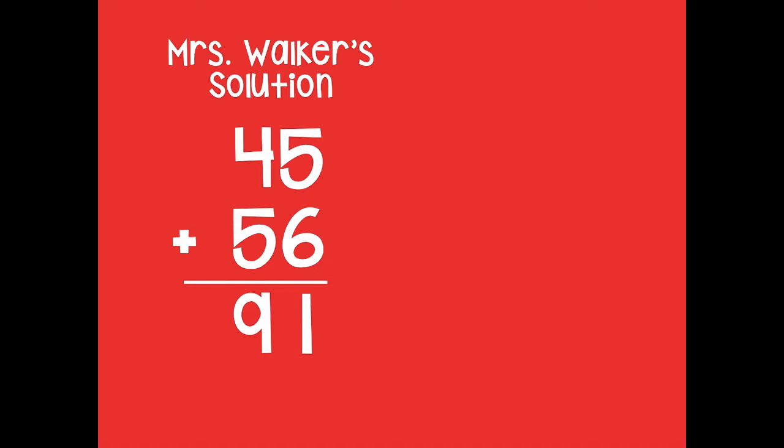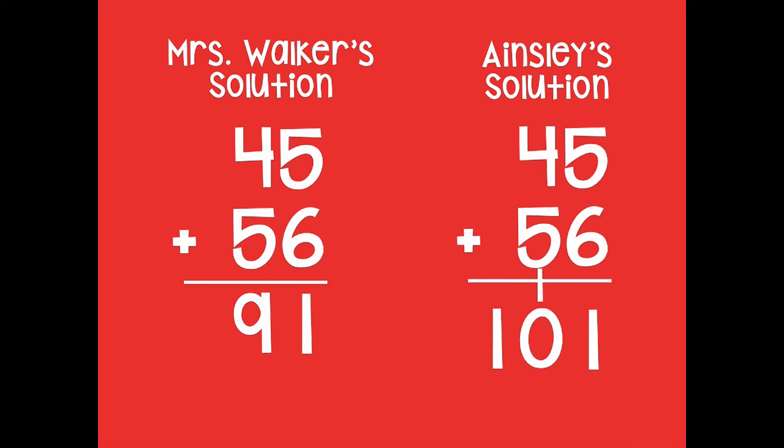Wow, Ainsley, thanks for your help. I think I understand what I did. So let me see where my mistake was. So I'm going to come back and say, well, here's Mrs. Walker's solution, right? I had 45 plus 56 equals 91. Well, Ainsley's solution was 45 plus 56 equals 101.